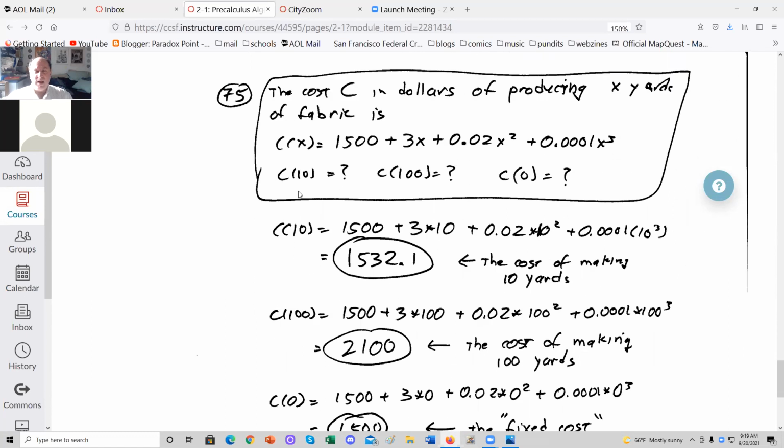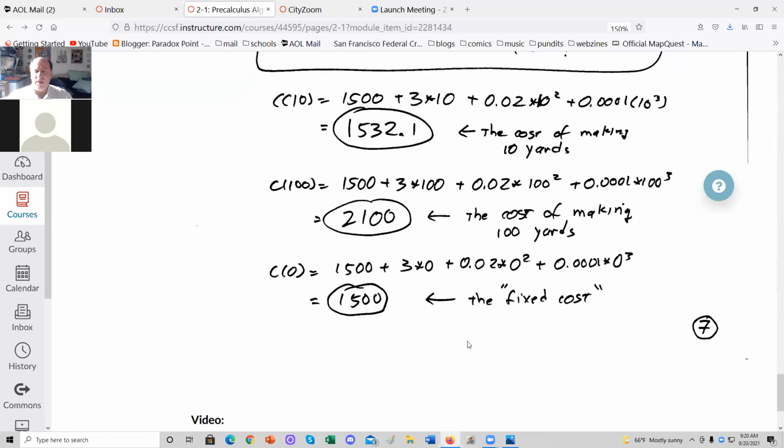Okay, well, plug in 10: 1,500 plus 3 times 10 plus 0.02 times 10 squared plus 0.0001 times 10 cubed. After some arithmetic, it's 1532.1. That's the cost of making 10 yards of this fabric. So you have 100: 1,500 plus 3 times 100 plus 0.02 times 100 squared plus 0.0001 times 100 cubed. And after some arithmetic, that's $2,100. That's the cost of making 100 yards.